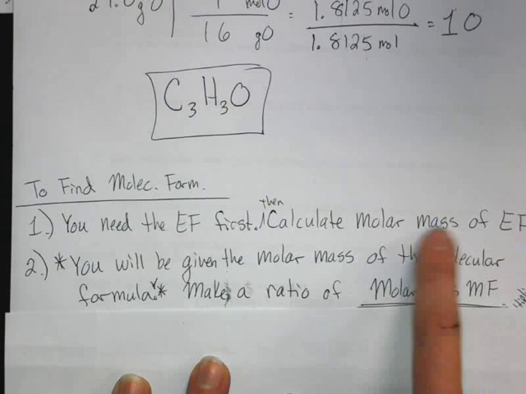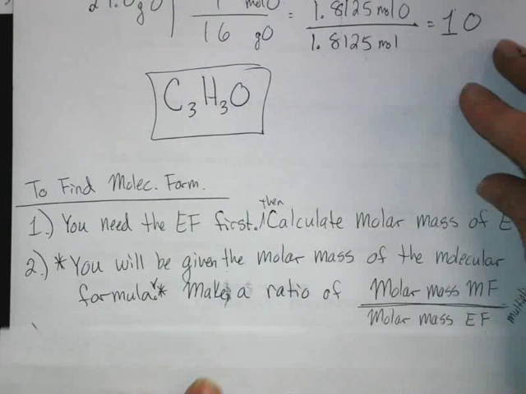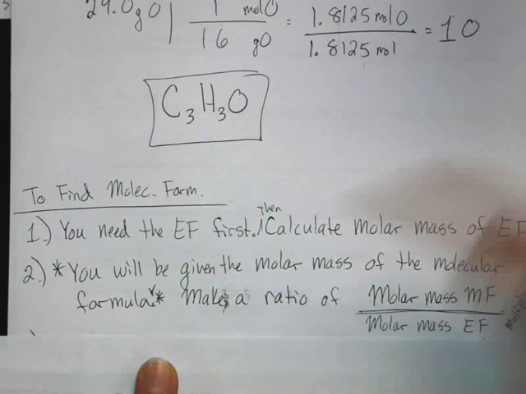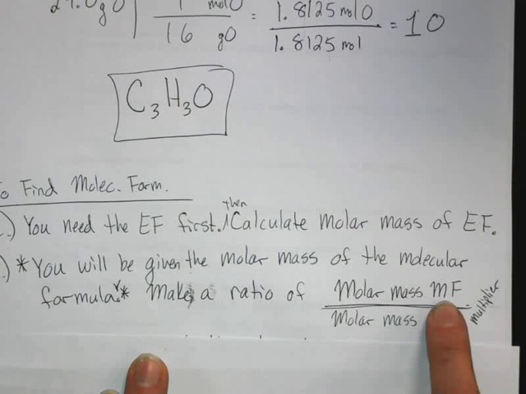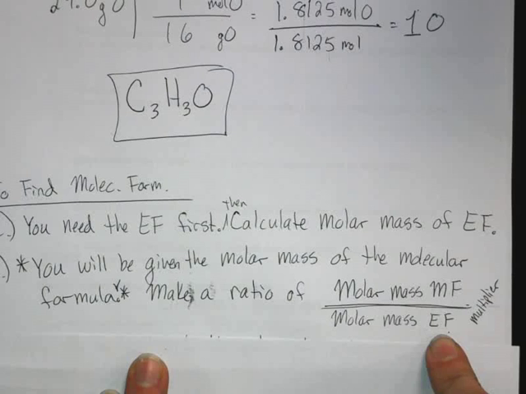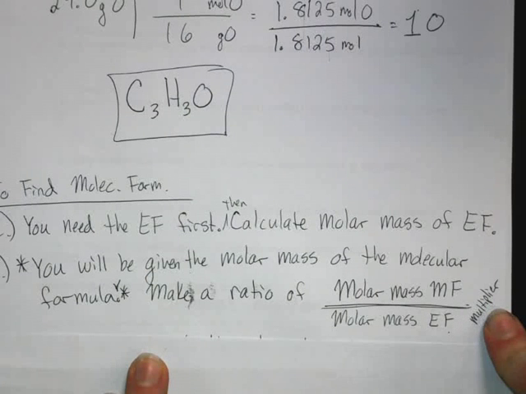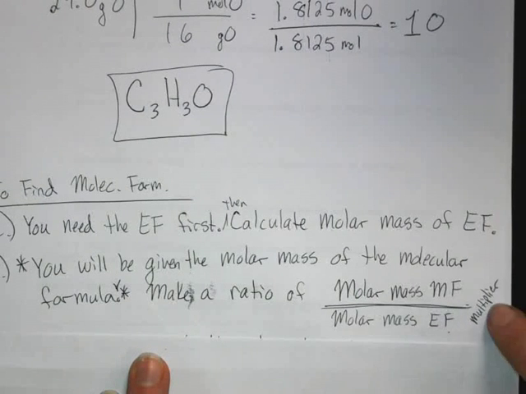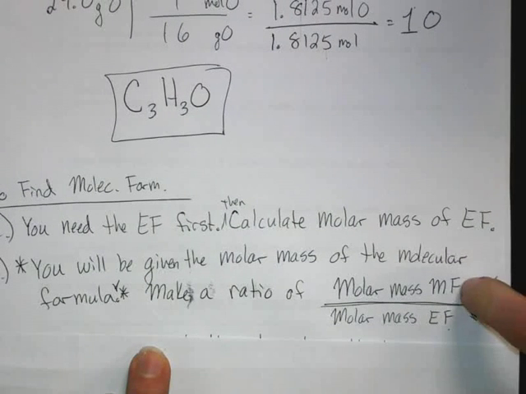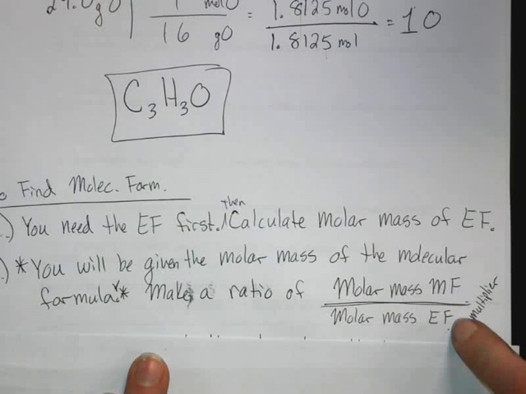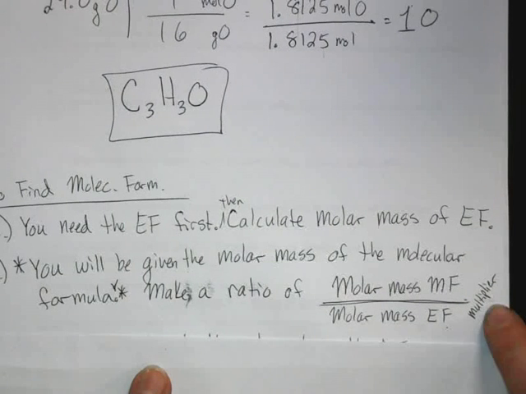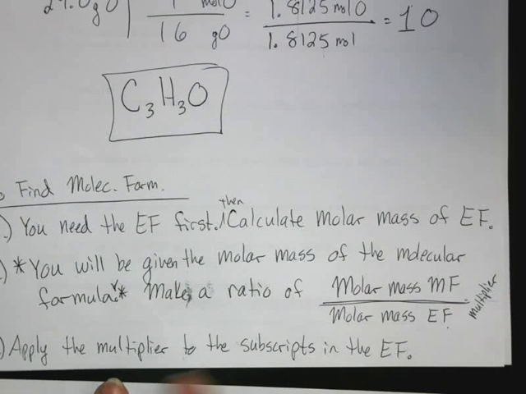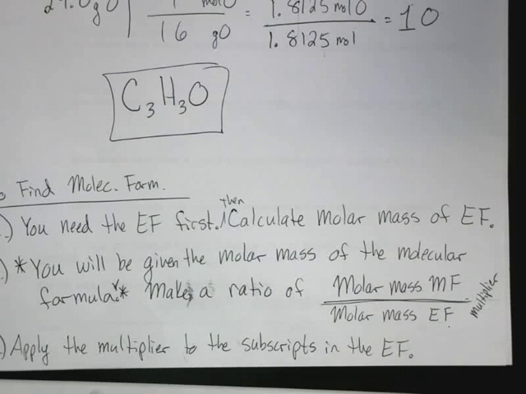Now, we're going to take the molar mass we found up here in part 1 and the molar mass that it gives us for the molecular. We're going to take the molecular molar mass divided by the empirical molar mass. That gives us a multiplier. It's going to be a whole number. It has to be a whole number. If this is not a whole number, something went wrong. That is the number that tells us how many times bigger our molecular formula is compared to our empirical formula. We take that multiplier and we apply it to our subscripts in our empirical formula.